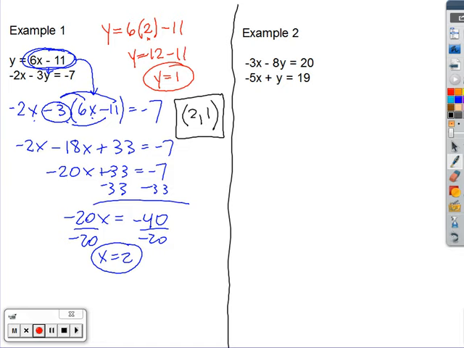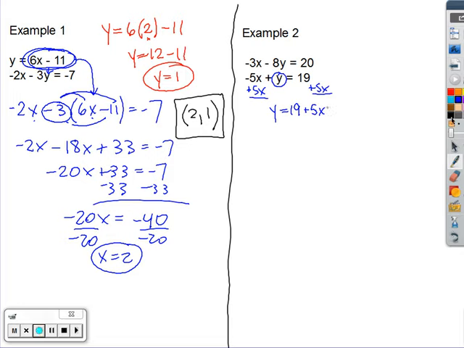Okay. Second example here, not as easy because we don't have a variable by itself. So what I'm telling you to look for here is a variable that would be the easiest to get by itself. This x has a negative 3, this y has a negative 8, this x has a negative 5, this y has nothing. Therefore, this y will be the easiest to get by itself because all I need to do is add a 5x to both sides. So identifying that is the first step, and I get y equals 19 plus 5x.